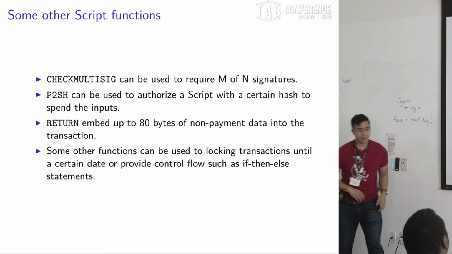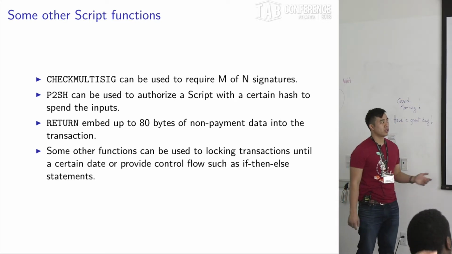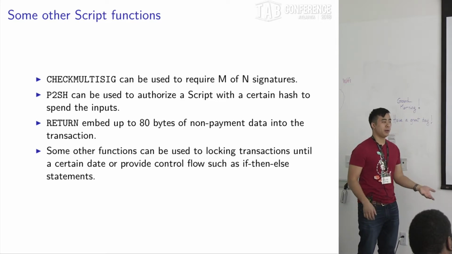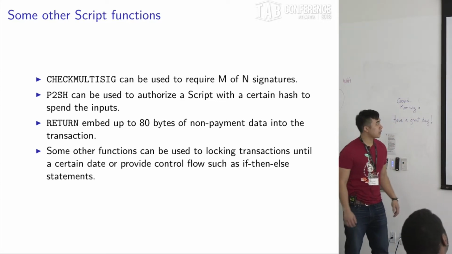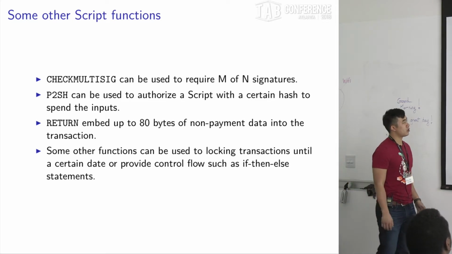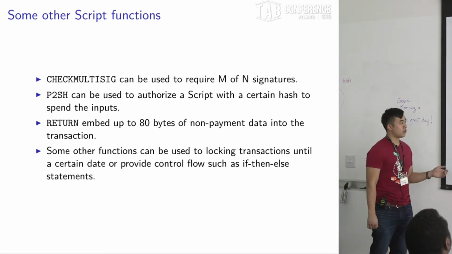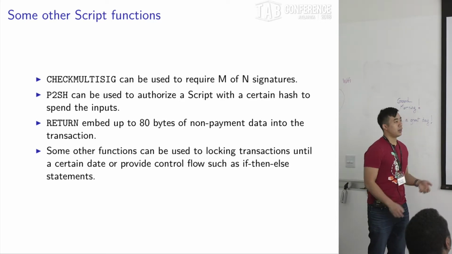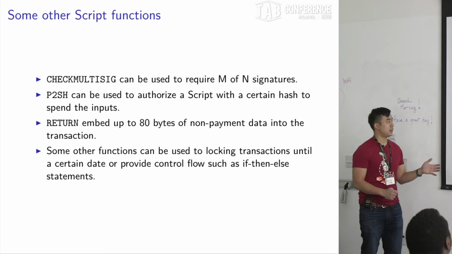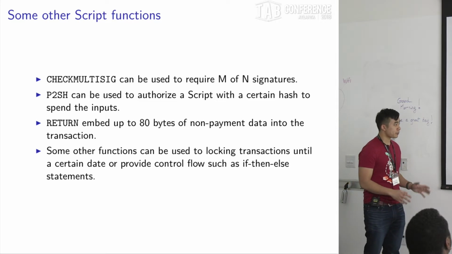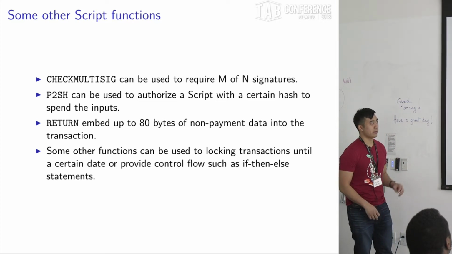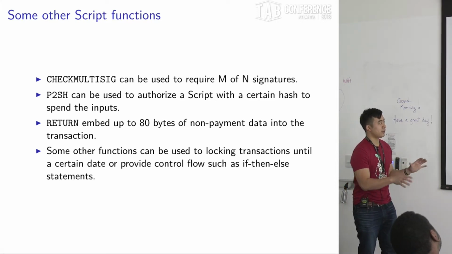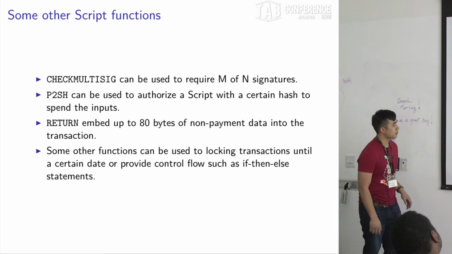Some other script functions, check multisig. Instead of checking one signature, one answer to the puzzle, you can accept m of n possible answers. Pay to script is a kind of interesting one. Instead of a wallet address that things get paid to, you can actually pay to the hash of a script of a transaction, and it'll be okay. That script can freely spend whatever unspent transaction outputs are delegated to it.